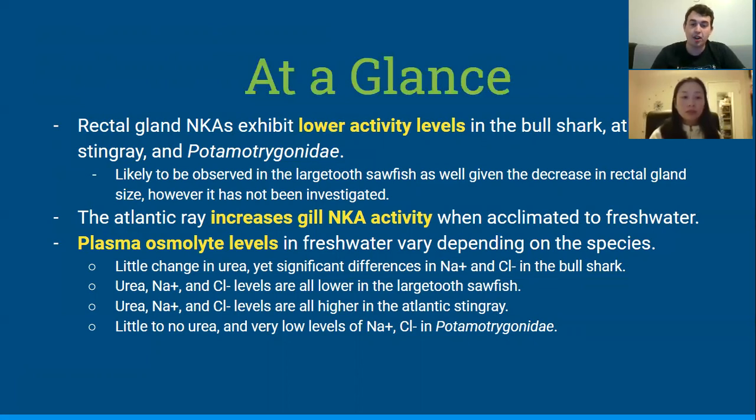So, for example, in the bull shark and the large-toothed sawfish, we see a decrease in pretty much everything, except in the bull shark, you see little change in urea. In the Atlantic stingray, you see all three of them actually increase. And in pentametragonids, you see little to no urea and very low levels of sodium and potassium.